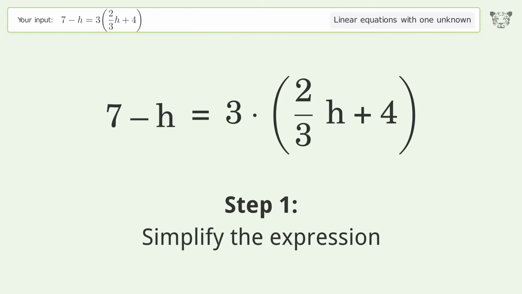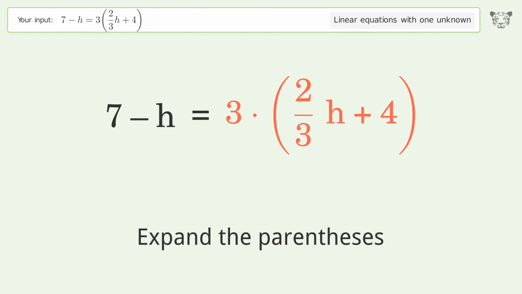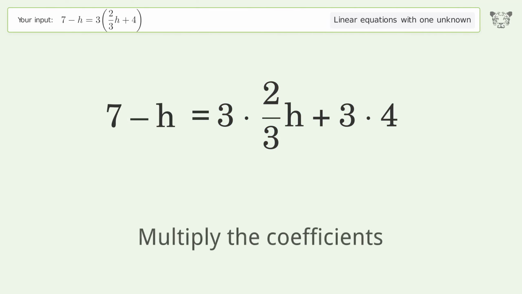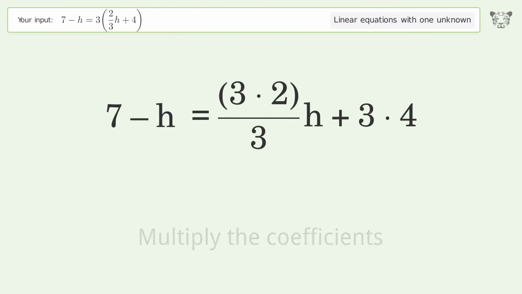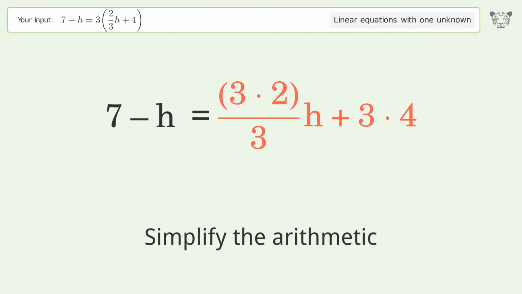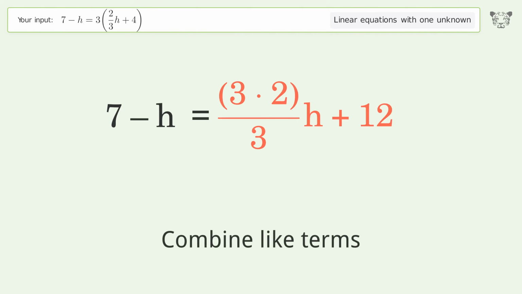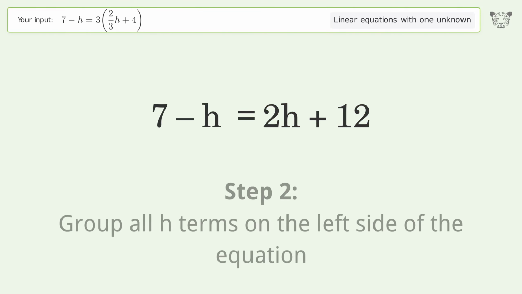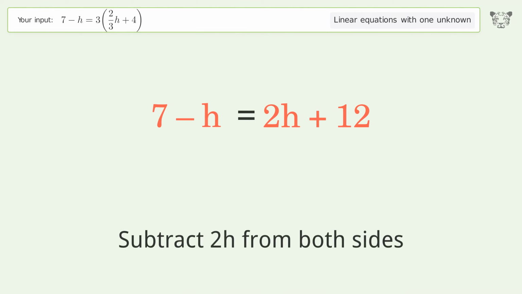Simplify the expression. Expand the parentheses. Multiply the coefficients. Simplify the arithmetic. Combine like terms. Group all h terms on the left side of the equation. Subtract 2h from both sides.